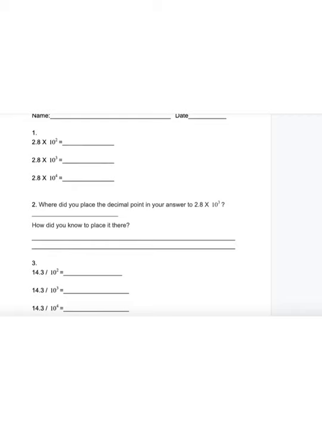So number 1 is 2.8 times 10 to the second power. We know that when we're multiplying, we're going to be moving the decimal point to the right, and since the exponent is 2, that means we're going to move it 2 places to the right. So our answer will be 280.